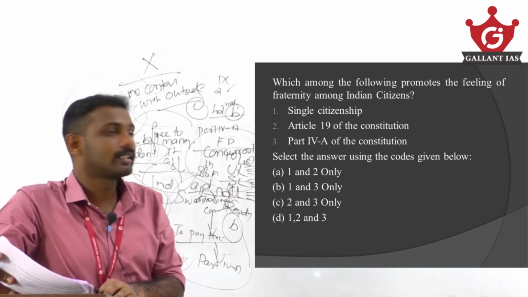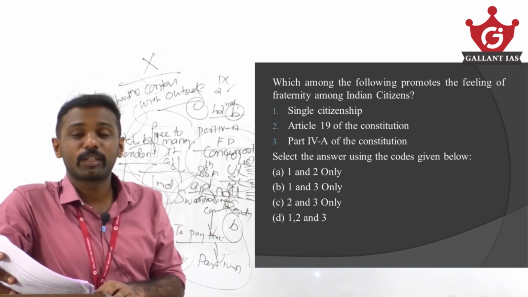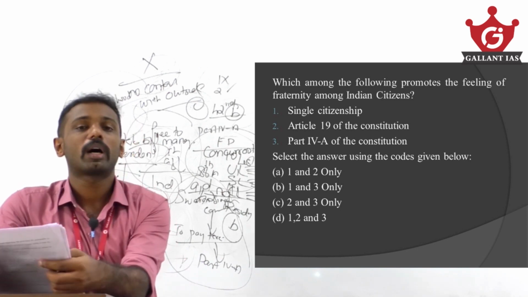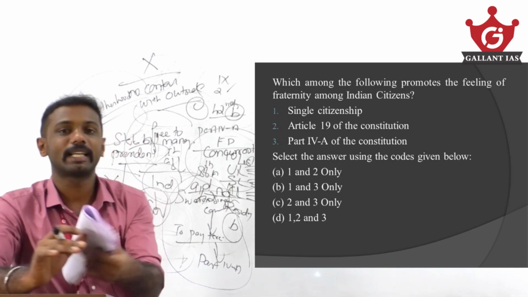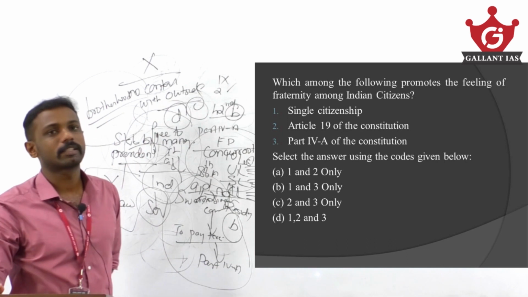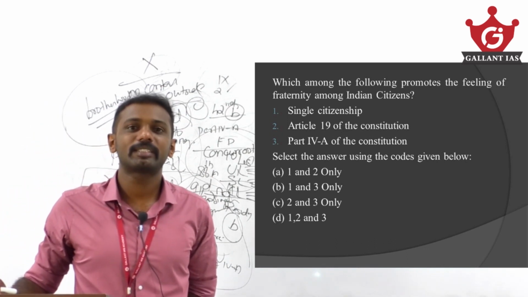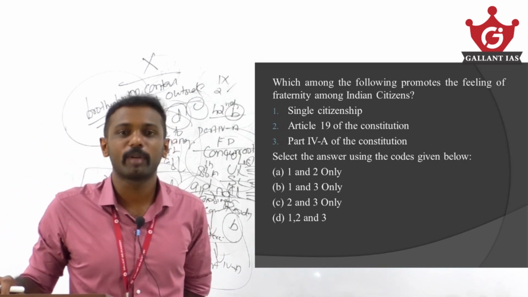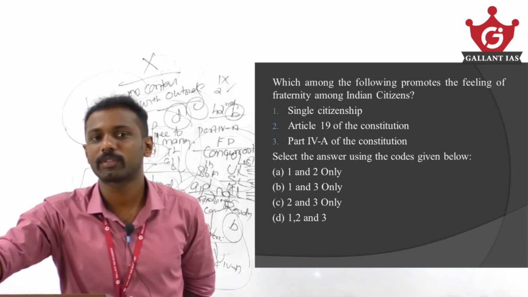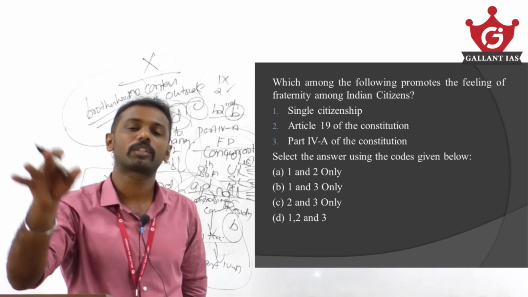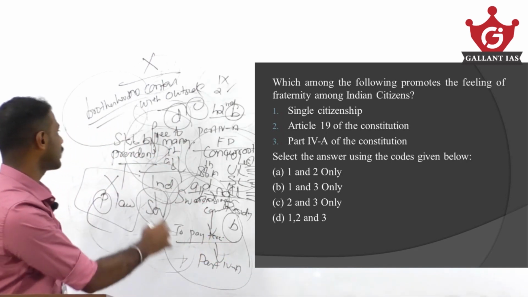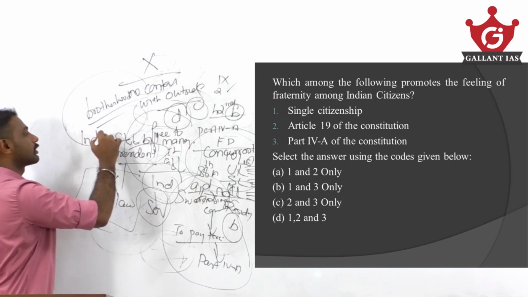1. Single citizenship. 2. Article 19 of the Constitution. 3. Part 4A of the Constitution. So the answer is option D, that is 1, 2 and 3. So how does single citizenship promote fraternity? Because it says that irrespective of the state you belong to, whether I belong to Karnataka or Maharashtra, Assam, Jammu and Kashmir or Uttar Pradesh, whatever it may be, we have only a single citizenship. That is, we all are Indians.